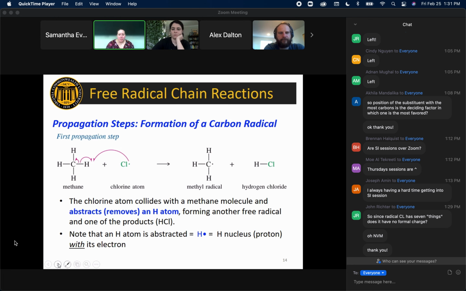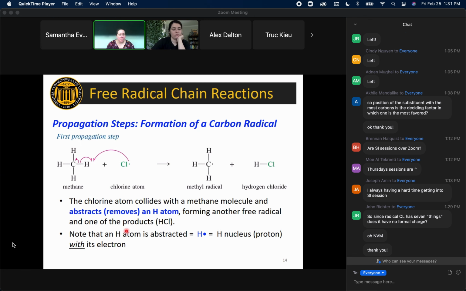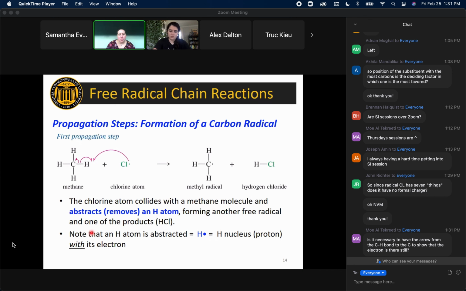So just to drive this point home, I want to make sure everybody's clear on this. In this reaction, we are taking off an H atom, so the nucleus, which is a proton, and the electron of an H atom. This is not an acid-base reaction where only the proton is moving without any electrons. This is a whole hydrogen atom represented as H dot, or a proton and an electron.